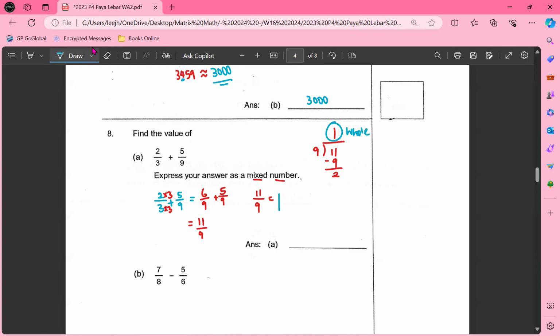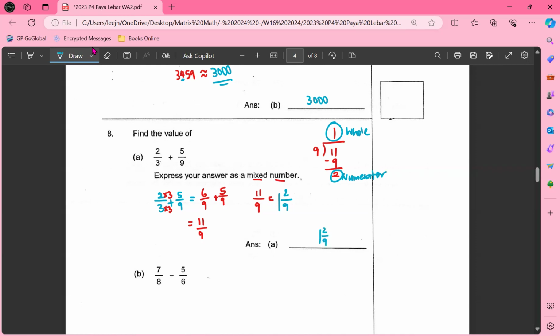And denominator, we always follow what is here. So over 9, numerator will be the remainder. This is your numerator. Okay, so the answer is one whole, 2 over 9.